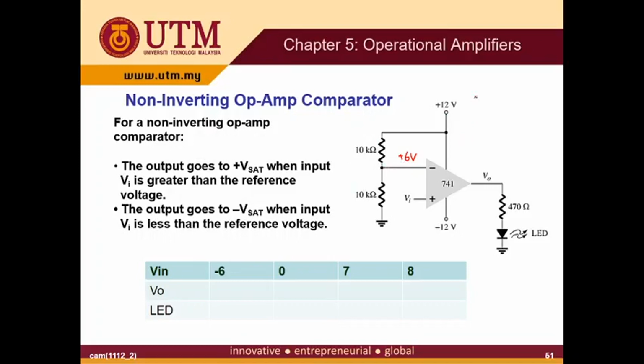So this V minus is using the voltage divider. This is 10k over 10k plus 10k, times 12. So this is 6 volt. Okay, so 6 volt is always a fixed value. The V minus is your reference, your V reference. And for this circuit, the output is connected to the LED. So let's complete this table.